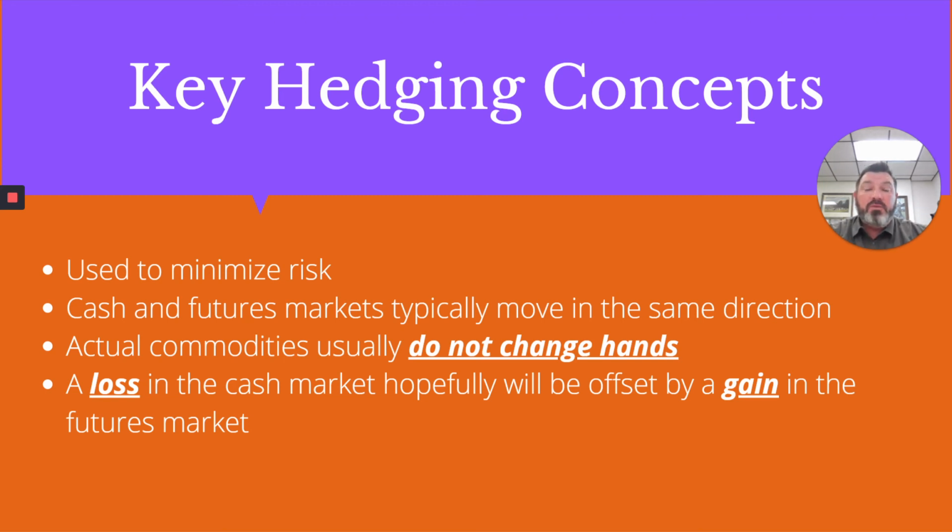You're basically doing the same thing as you're taking a futures contract position, long or short, and you're going to opposite that position before any grain would have to be delivered to meet that contract demand. So from a cash exchange perspective, a loss in the cash market hopefully is going to be offset by a gain in the futures market. And we'll go through some examples here in a little bit.